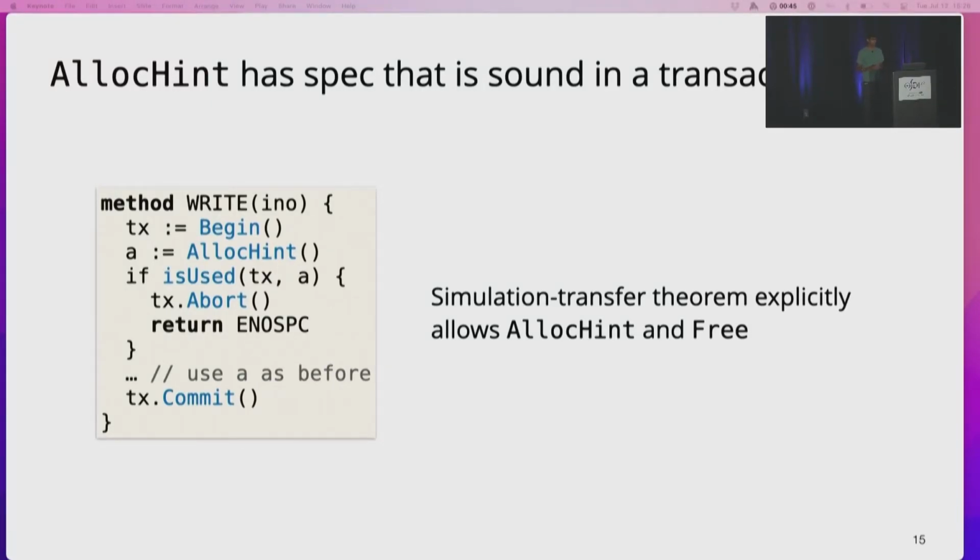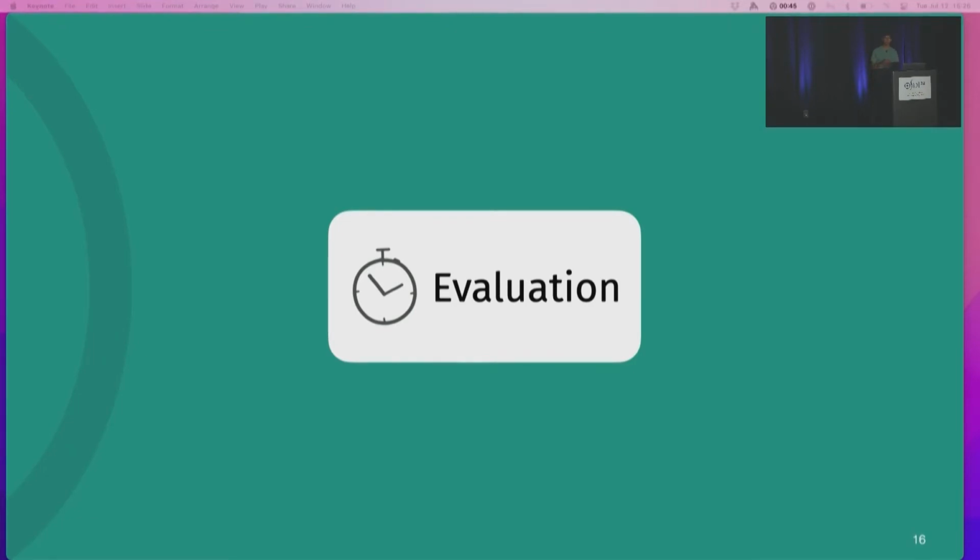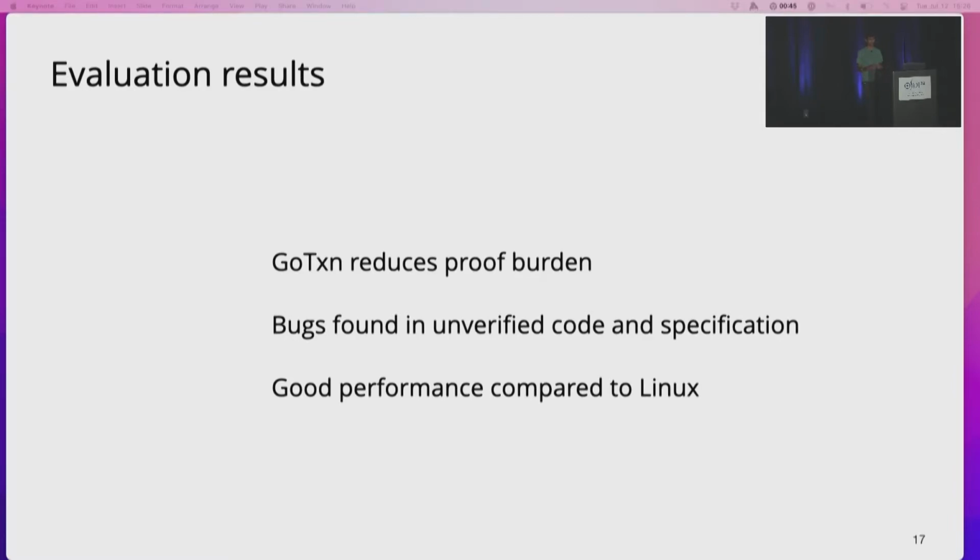So now I want to turn to some evaluation of DaisyNFS and GoTxn. I'm going to look at three main results in our evaluation. First, I'm going to show that GoTxn reduces the proof burden of verifying DaisyNFS. Then I'll talk about some bugs that we found in the unverified code and specification, things outside some of the trusted code. And then finally, I'm going to show some performance results for DaisyNFS.